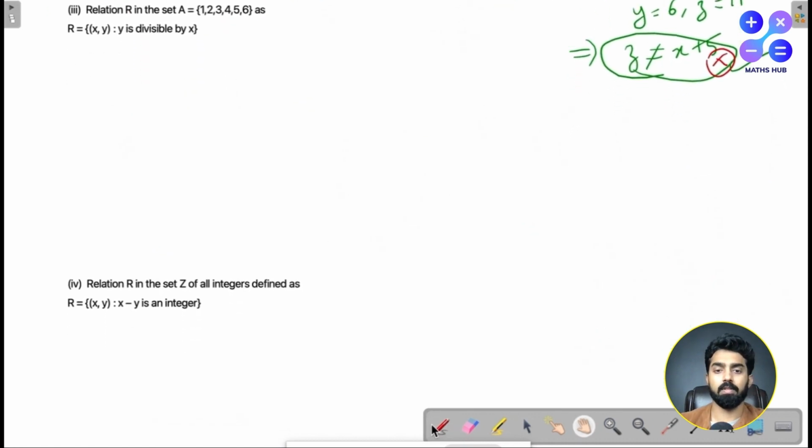Okay, let's go to the third question. Relation R in the set of 1, 2, 3, 4, 5, 6 as R is equal to x comma y such that y is divisible by x, right? So is it reflexive?